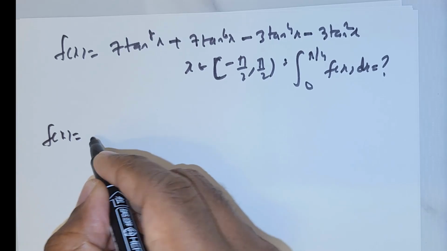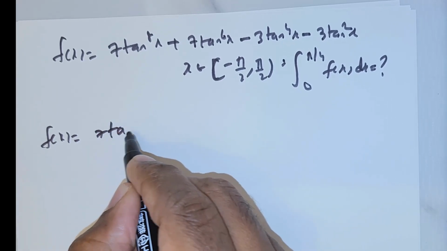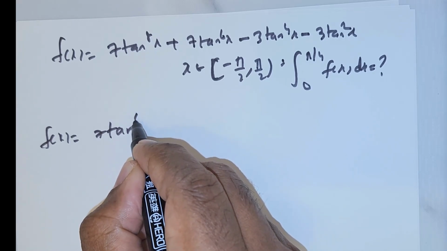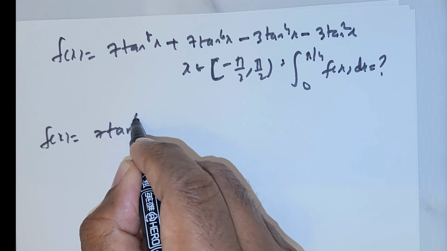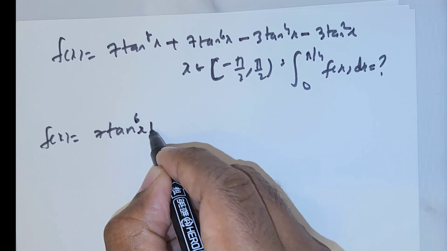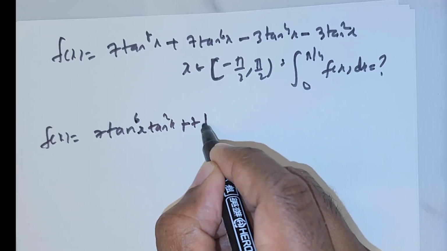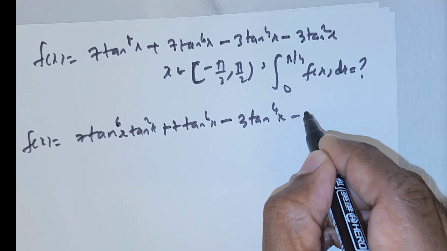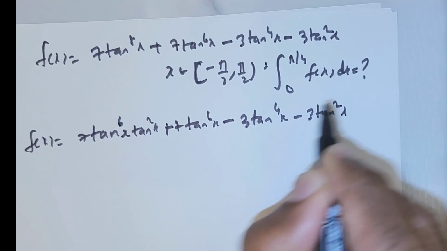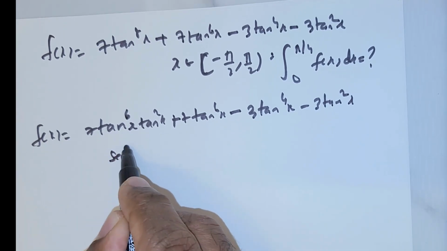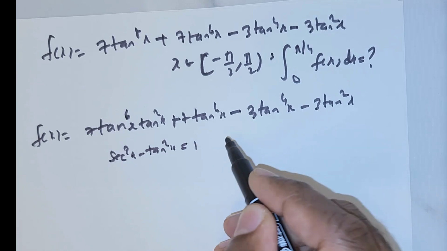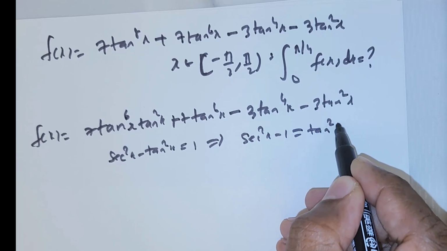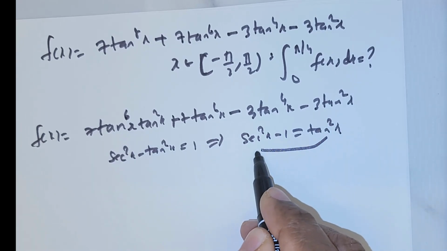Foremost, let us simplify f of x. f of x is given as 7 times tan to the power of 8x. I'm going to rewrite it as 7 times tan to the power of 6x times tan squared x, followed by 7 times tan to the power of 6x, negative 3 times tan to the power of 4x, negative 3 times tan to the power of 2x. Now, we have a formula, secant squared x minus tan squared x is equal to 1. From here, I can rewrite secant squared x minus 1 as tan squared x. So, in place of tan squared x, I will be utilizing this.